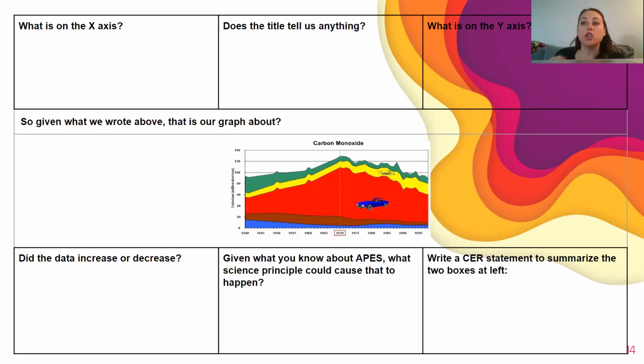So don't be afraid. You have to look at the units. Looking at the units is probably the most important thing you can do when looking at the axes. So given what I wrote above, what's my graph about? Carbon monoxide emissions in the United States or in a specific country over time.